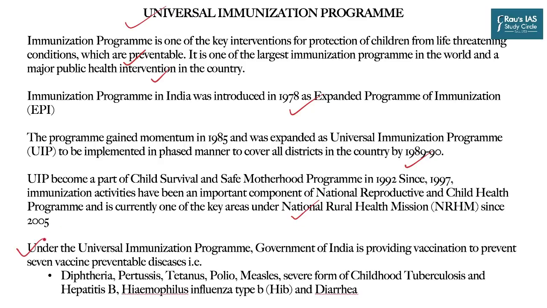So, what are the diseases against which our children get vaccinated in this particular program free of cost? The government of India is providing vaccination to prevent 7 vaccine preventable diseases: diphtheria, pertussis, tetanus, polio, measles, a severe form of childhood tuberculosis and hepatitis B, Haemophilus influenzae type B or HIB, and diarrhea.